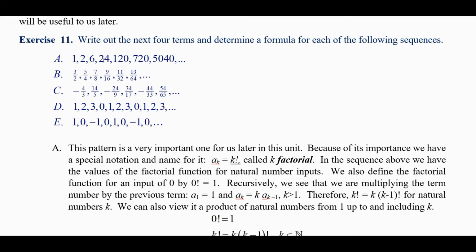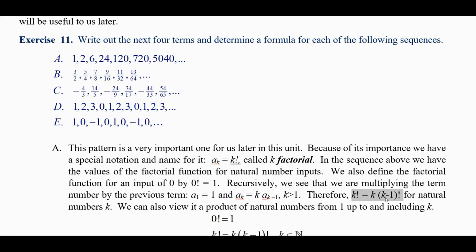So what you're doing is you're taking k, here's the recursive formula. A sub k is k times a sub k minus 1. So it's the term number times the previous term. Okay? So if we write that with the factorial notation, the recursive thing on the factorials is that k factorial is k times k minus 1 factorial.